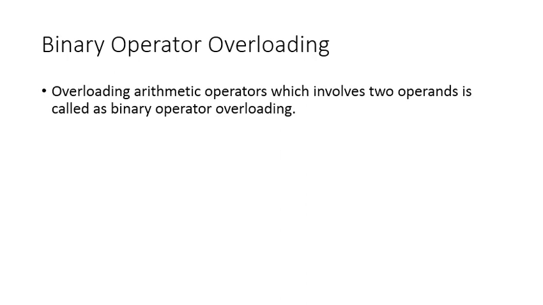The second part of our lab is binary operator overloading, that is, how you will use an operator between two numbers. Overloading arithmetic operators which involve two operands is called binary operator overloading. It means you can add, subtract, divide or multiply two operands using any arithmetic operator.